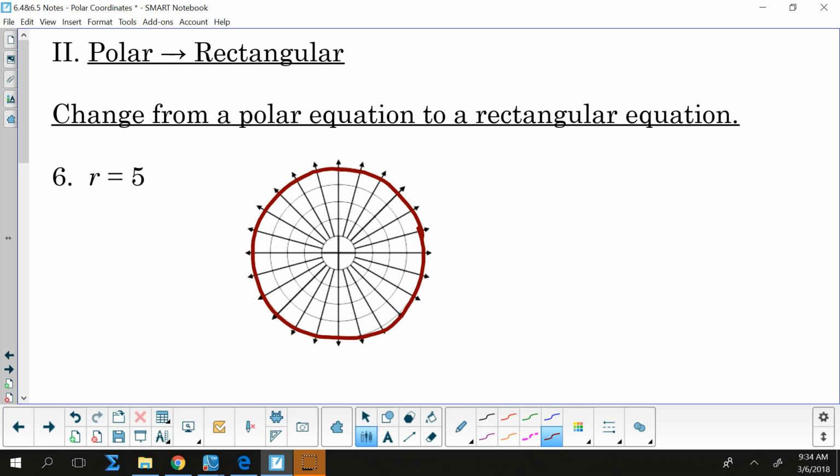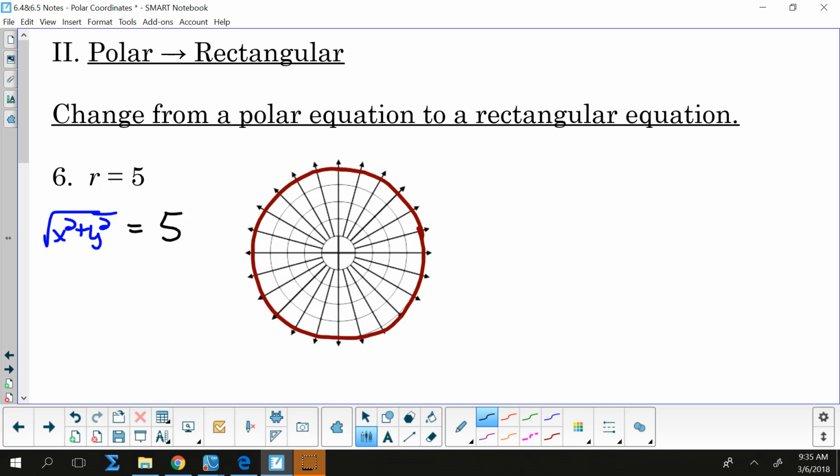mathematically speaking, how can I take this? Now I have an r theta equation, and I want to infuse that with x and y. So I got to get rid of r, and I got to put x and y in there. How can I do that? Yes, ma'am. You can substitute r with the square root of x squared plus y squared. And that's going to equal 5 then, right?